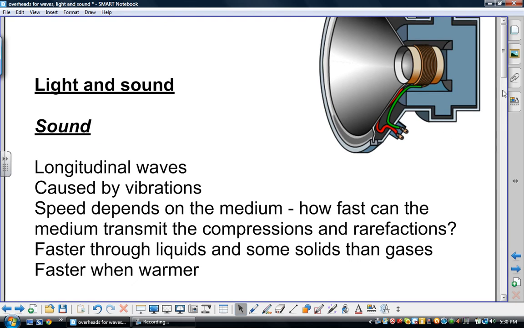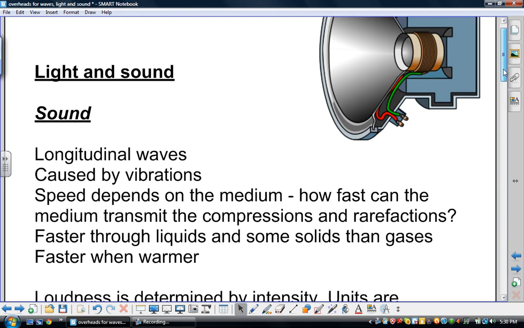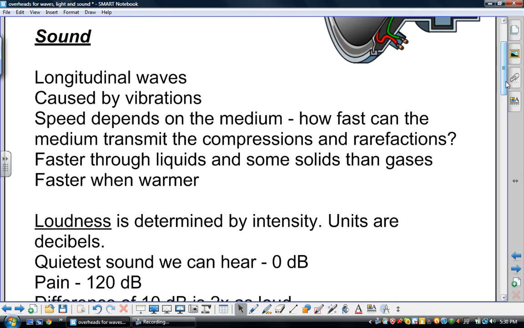Alright, sound. Longitudinal waves are caused by vibrations. Speed depends on the medium. How fast can the medium transmit the compressions and the rarefactions? So these molecules are bumping into each other. How quickly can that happen? That tends to happen quicker in solids and liquids than in gases because the molecules are closer together.